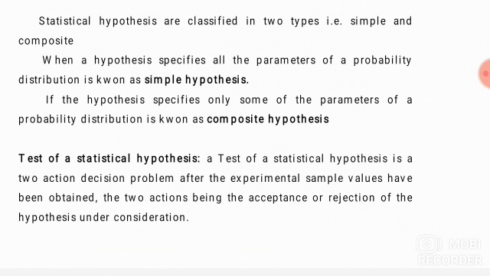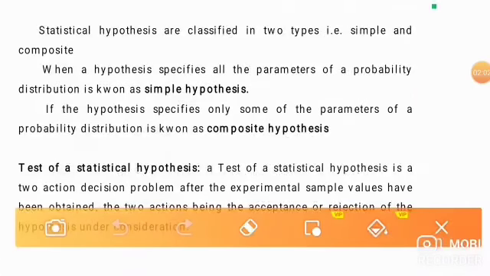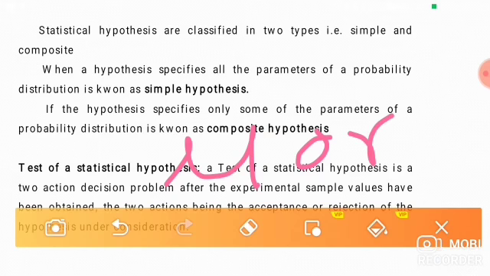If the hypothesis specifies only some of the parameters of a probability distribution, it is known as a composite hypothesis. Some parameters means mu or sigma, only one of them. Maybe mu, maybe sigma.